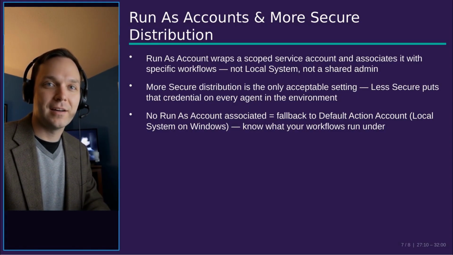One thing I want to flag on run as account distribution, because this is where well-intentioned people make a costly mistake. When you configure a run as account in SCOM, you have two distribution options: less secure, which distributes the credentials to all agents automatically, and more secure, which lets you specify exactly which systems receive those credentials. More secure, always. You distribute the credentials only to the systems that the workflows actually need to access. Not all agents, not the whole environment, just the systems in scope.